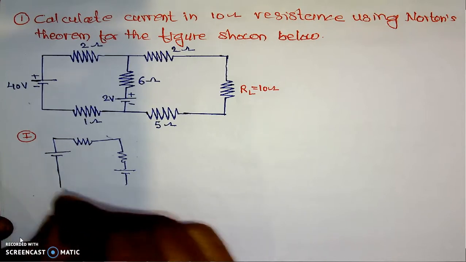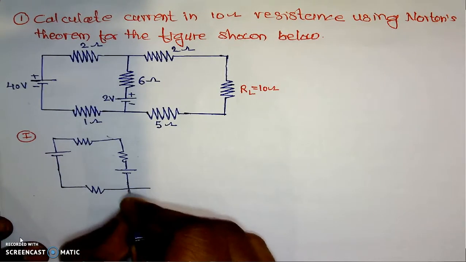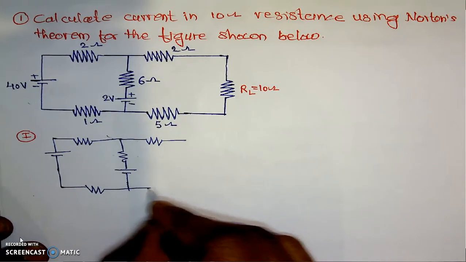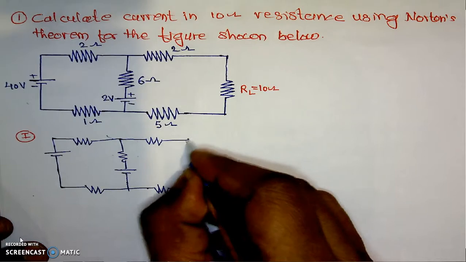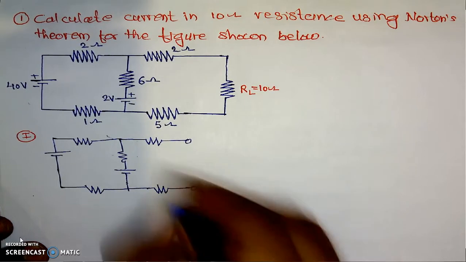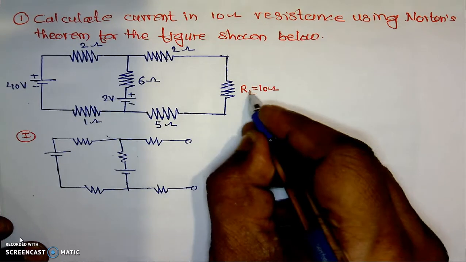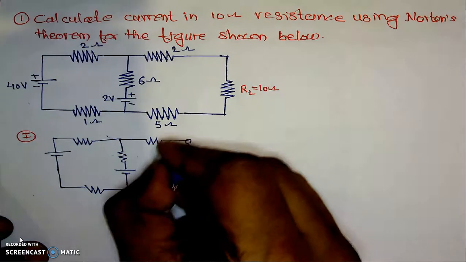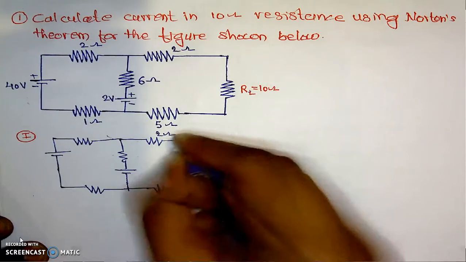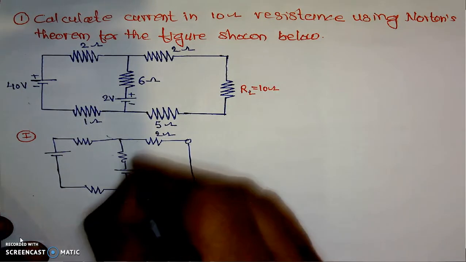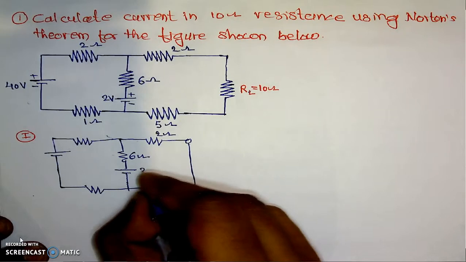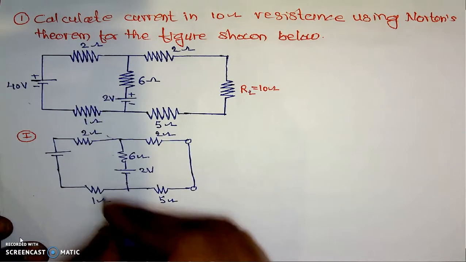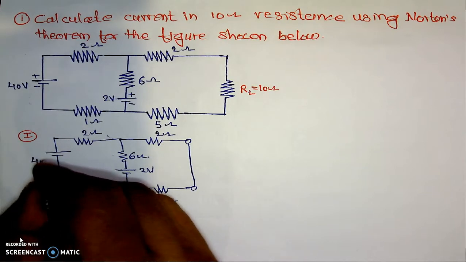Here we are not doing anything extra, we are just applying the first step, that is removing the load resistance. Here, we have removed the load resistance and it is replaced by the short circuit. This is the short circuit. Here, this is 2 ohm, it is 5 ohm, 6 ohm, its voltage is 2 volt, this is 2 ohm, it is 1 ohm, and here it is 40 volt.